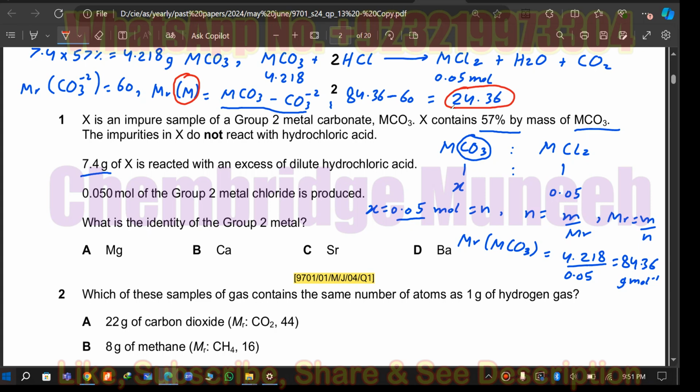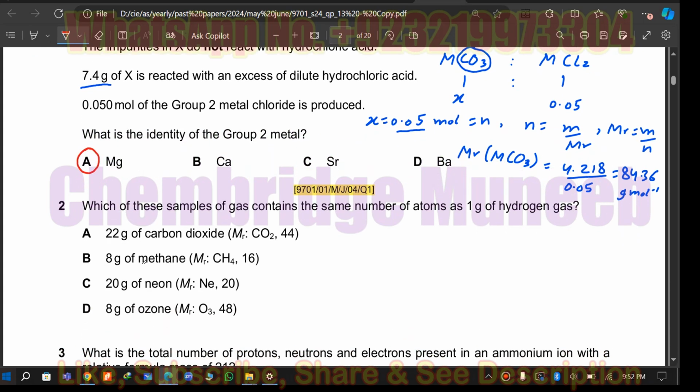So you can check the Mr, which is basically here the Ar, because we are considering only one element, which means one atom at this moment. So we can check this Ar value from the periodic table, and this Ar value matches with the element magnesium, and that's why the correct answer is A, magnesium. Now comes question number 2.